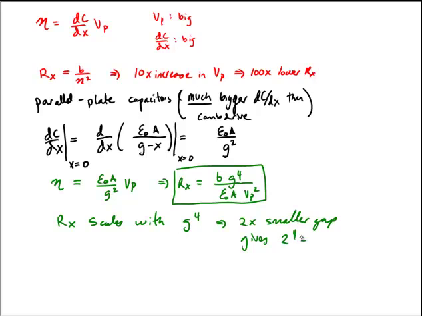2 to the fourth, that's 16x lower motional resistance, right? 2 to the fourth here. I'll look at that more carefully. Ooh, so that means that we should use small gaps. So I'll write it here. Basically, we have high voltage. Okay, and down here, basically small gap.